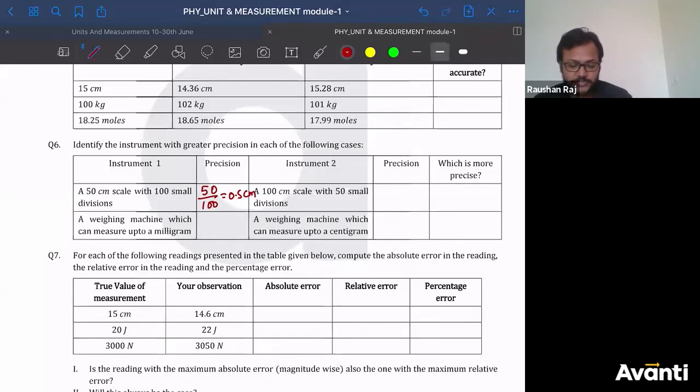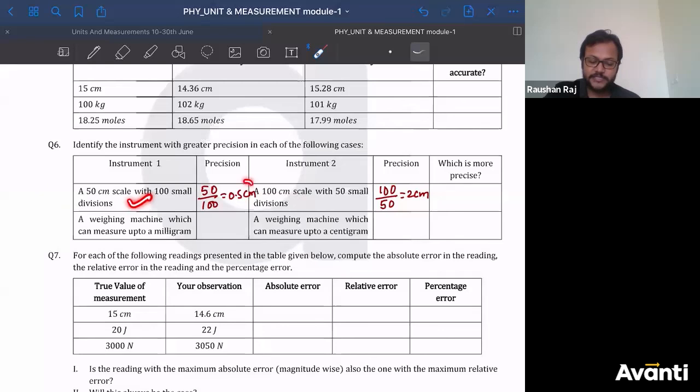What is the least count of the second instrument? 100 centimeter scale with 50 small divisions. So 100 centimeter is the length, number of divisions is 50, so 2 centimeter is the least count. This device can measure up to 0.5 centimeter. This one can measure up to 2 centimeter. The minimum value this device can measure is 0.5, and for the other it is 2 centimeter. So which is more precise? Which will give more precision? This one will give more precision. So which is more precise? Instrument 1.